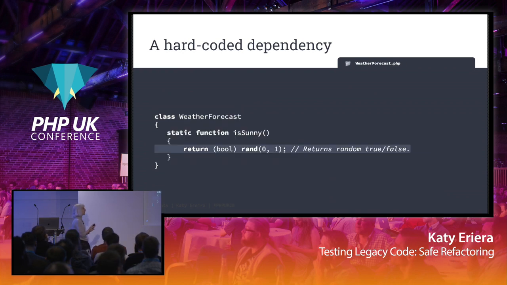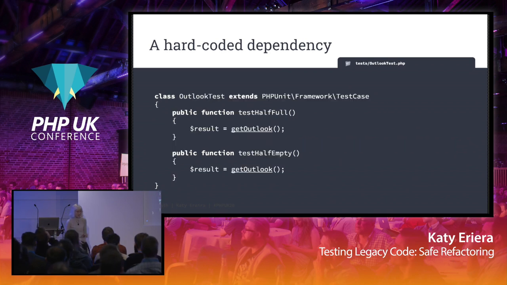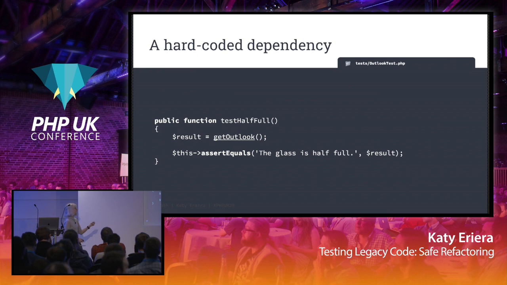But the problem is my weather forecast is just about as good as any real weather forecast in that it's pretty random. Sometimes it's sunny, sometimes it's not, sometimes it's correct, sometimes it's not. And our isSunny method returns a random Boolean value. Great. But we want to test our two scenarios, whether our glass is half full or half empty. We need to get the result of our outlook and assert on that result. But half the time, these tests are going to pass, and half the time, they're going to fail, which isn't great, because we kind of want our tests to be a bit consistent.